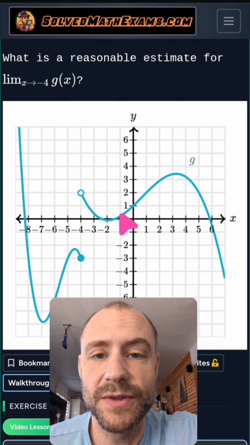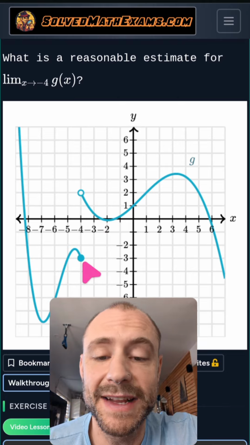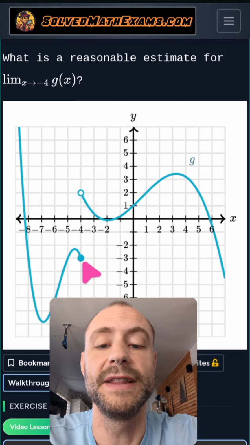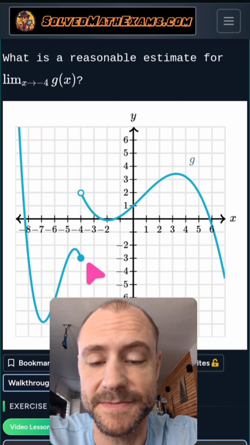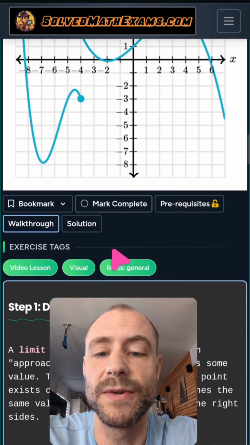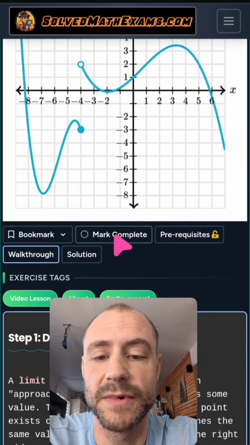Now that we know the right-hand limit is not equal to the left-hand limit, we conclude that this limit does not exist.